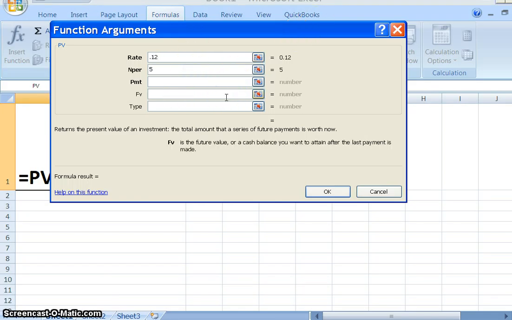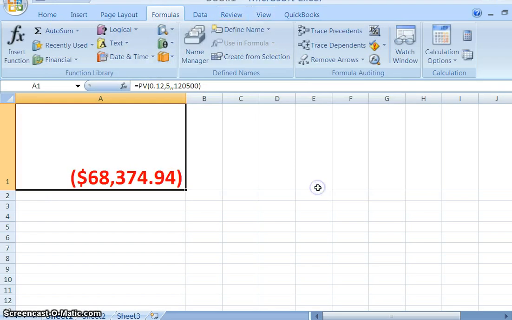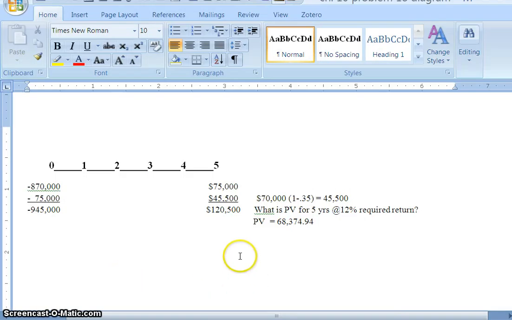And we are going to receive 120,500 in the future. So the present value of that is $68,374.94. So the present value of that 120,500 that we're going to receive in 5 years, present value in today's dollars, would be $68,374.94.